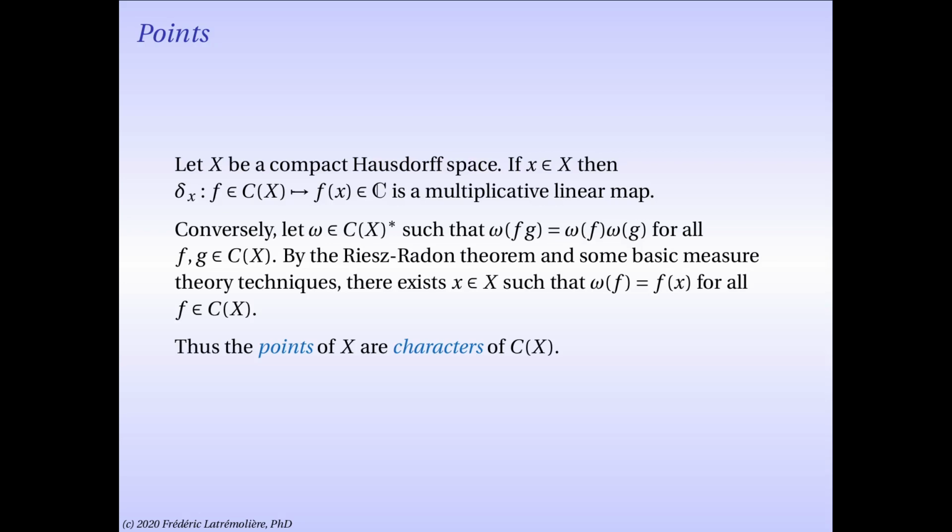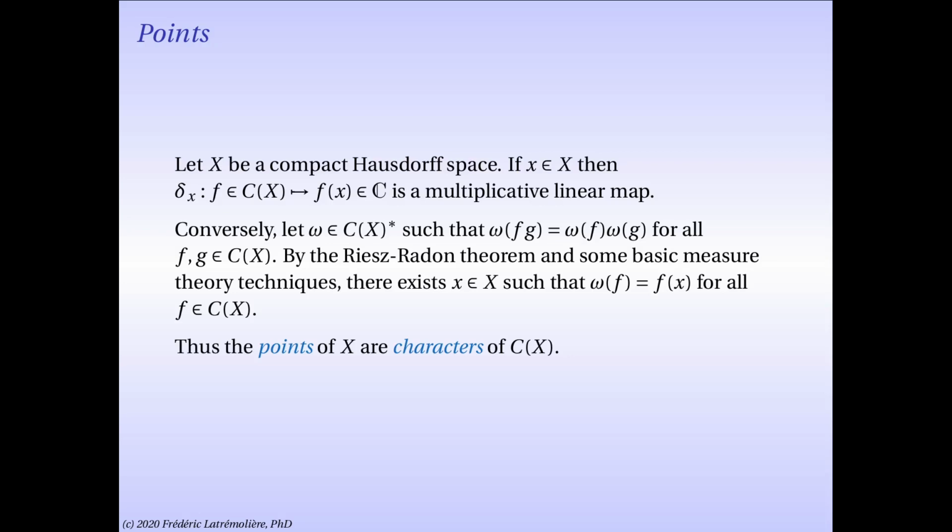Conversely, if we take any continuous linear functional omega over C of X which is multiplicative, then applying the Riesz-Radon theorem and some basic measure theoretic techniques, it turns out that there exists indeed a point x in our compact Hausdorff space such that omega is given by delta x.